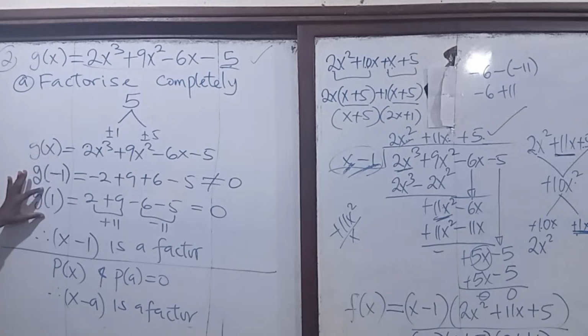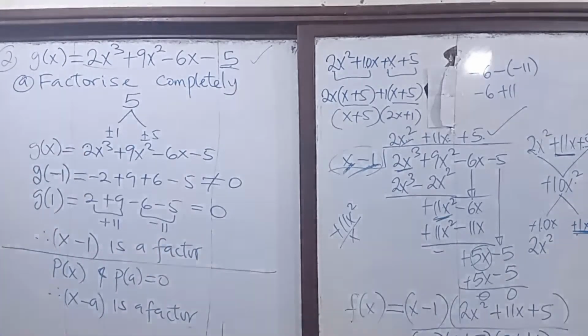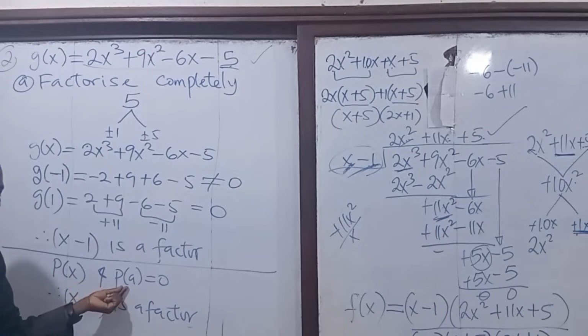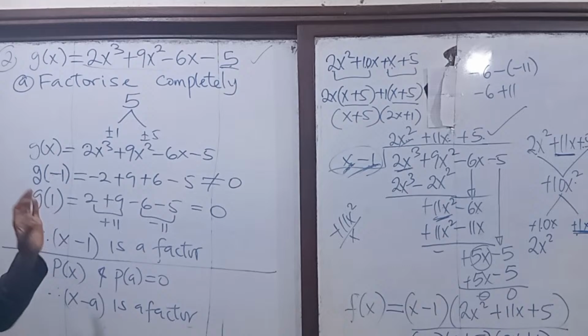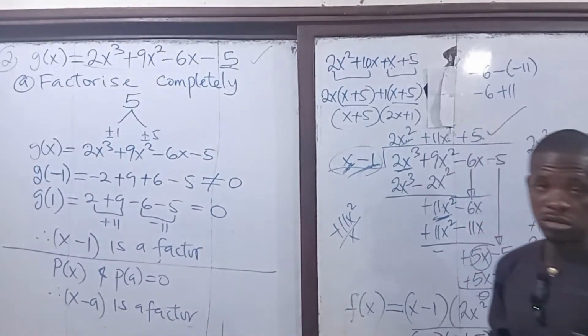Then go to plus 1, do your substitution, and we are able to conclude that it is equal to 0. That confirms that this root will give you x minus 1 as a factor. Now I take us back to the factor theorem: if p of x is a polynomial, as a function of x, and p of a is equal to 0, then it implies that x minus a is a factor.